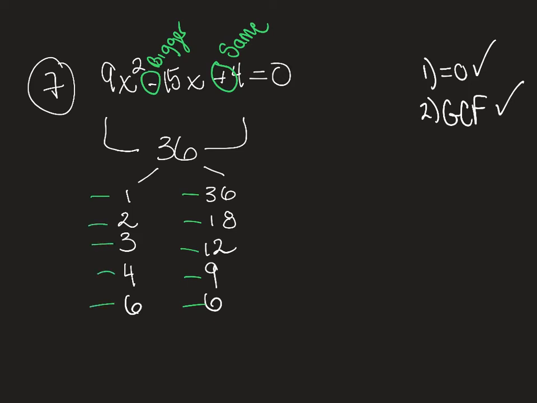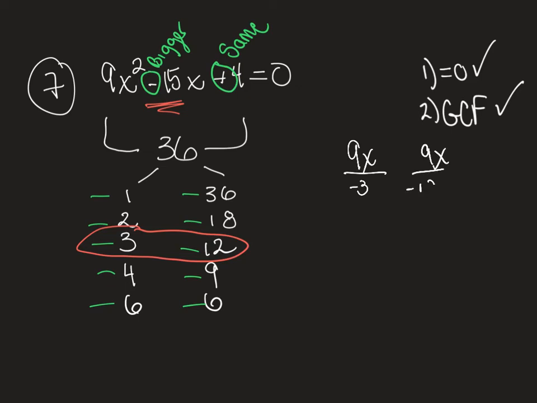We need to pick the magic pair that's going to add and make a -15. We want this pair right here, the -3 and the -12. So we're going to take the magic pair and write them. We're going to have a 9x over a -3 and a 9x over my -12. And we're going to ask that magic question, do these fractions need to reduce? The answer for both of them is yes.